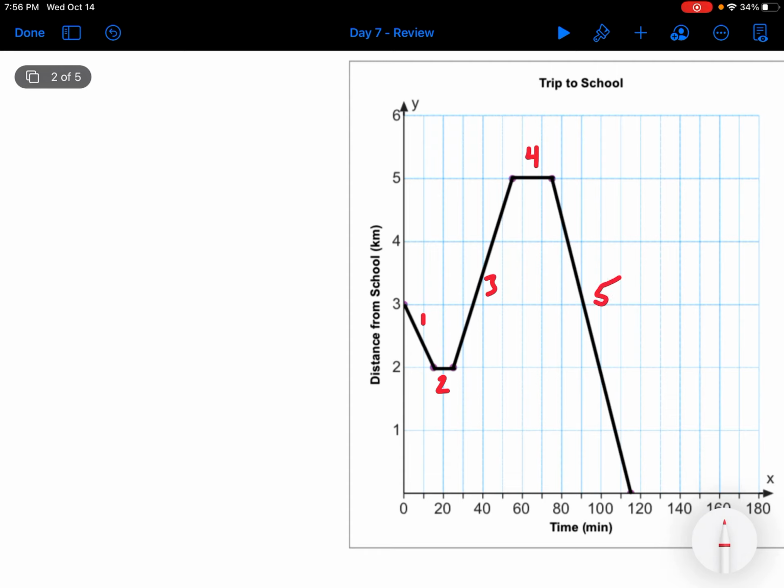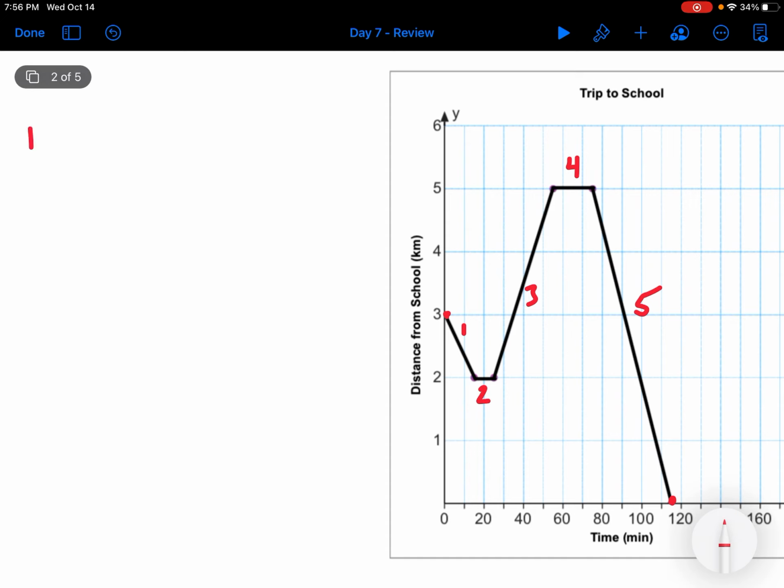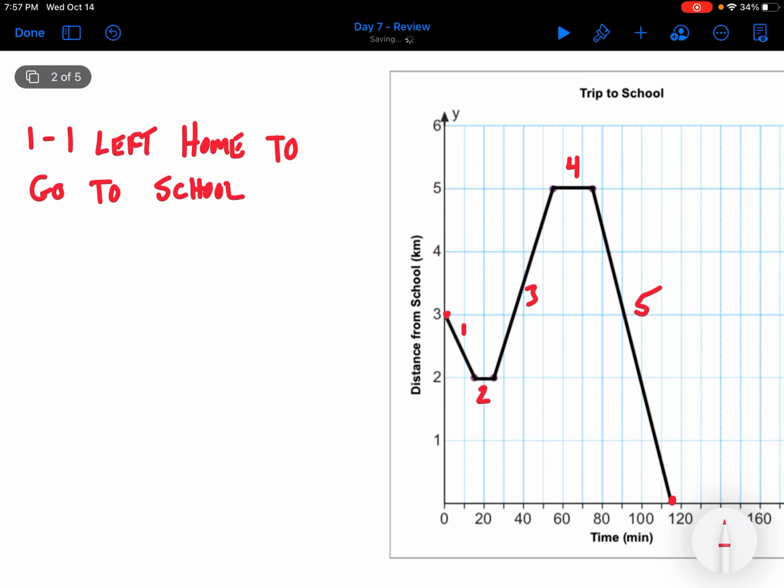I know at the end, my distance from the school is actually 0, so I've gotten back to the school. Here, my distance from the school is 3 kilometers. So for section 1, you could say something like, I left home to go to school. I was going pretty fast, but if you notice, I was going almost just as fast on the way back.